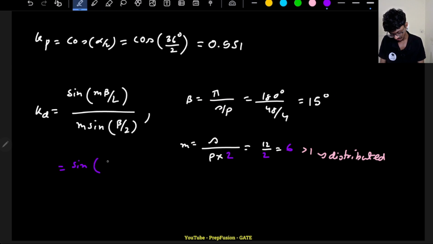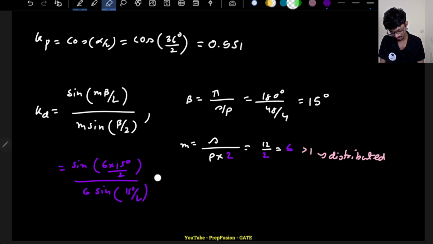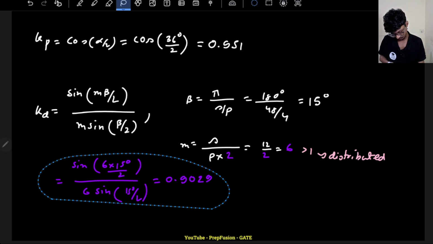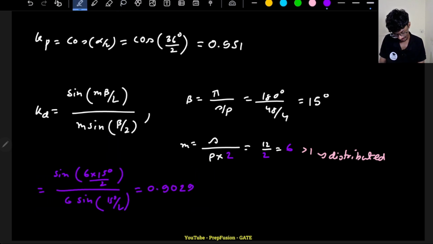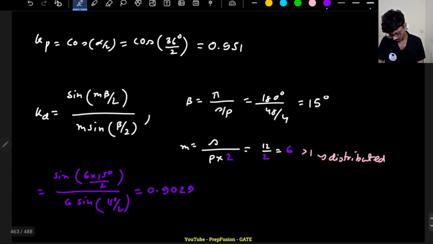So Kd will be sine of M beta by 2, divided by M into sine beta by 2. So the Kd will further reduce actually, you will see. So this will be sine 45 divided by 6 into sine 7.5. So this will be 0.9029. Kd has reduced slightly.